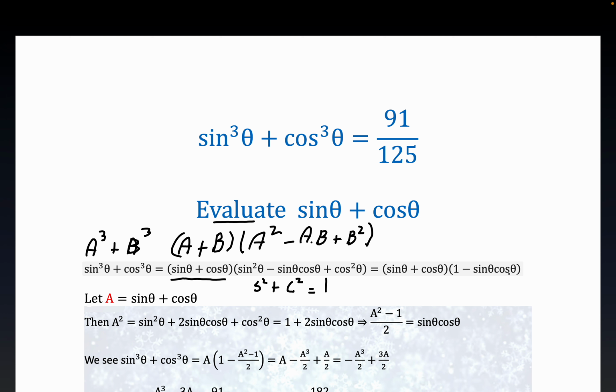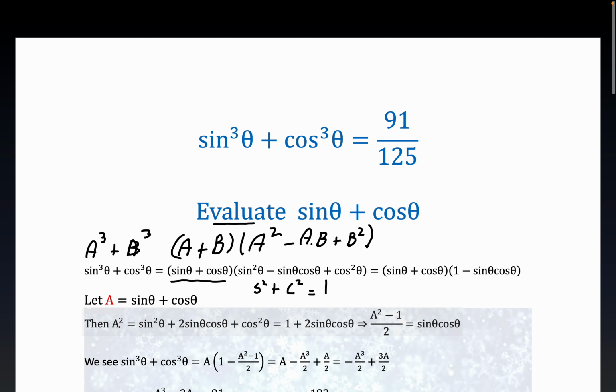Now, I got kind of stumped here, but it turns out it's a good idea to do a substitution here once you observe that a squared is equal to 1 plus 2 sine theta cosine theta. Once again, you have cosine squared plus sine squared is equal to 1. Now, when you isolate sine theta cosine theta, you actually get a squared minus 1 over 2. So we're trying to get everything in terms of a, and we'll end up with a cubic in a, and then we'll try to solve for a, and we'll try to determine which values of a could actually be equal to sine theta plus cosine theta.